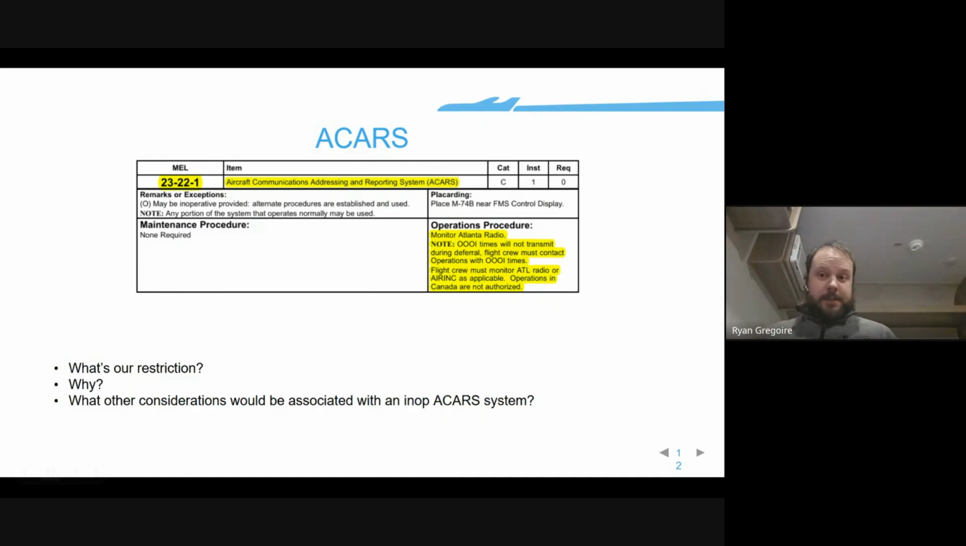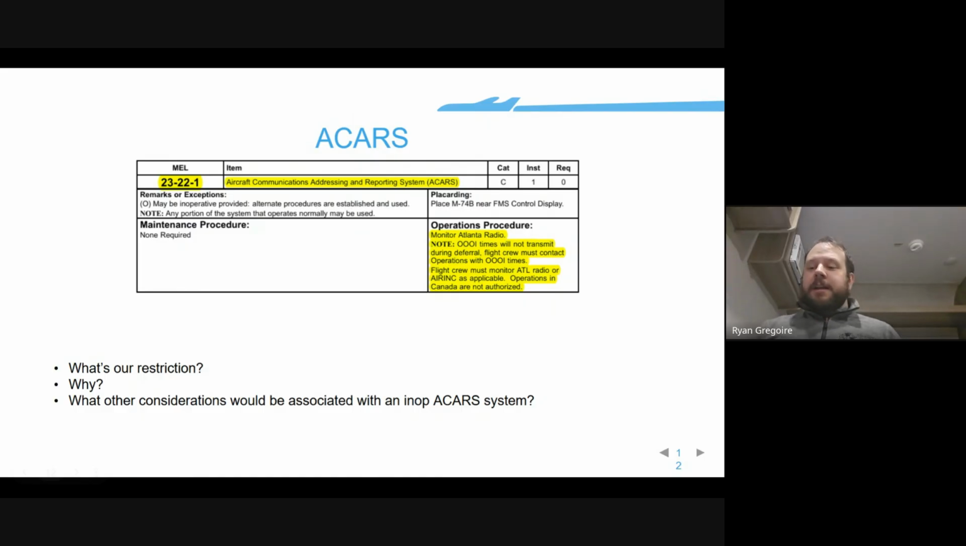So just because something is on the dispatch release doesn't mean the pilots necessarily read it. But they're supposed to, because that is their procedure. Anyway, going back to this procedure, again, this is alerting the pilots that they need to be monitoring ARINC radio. This is also alerting you as a dispatcher: don't try to ACARS this aircraft, because it's not going to go through.